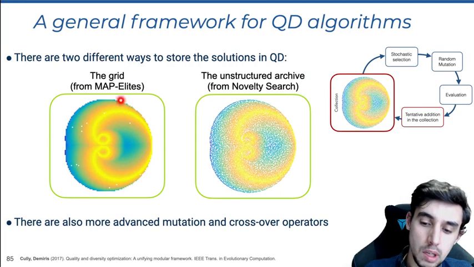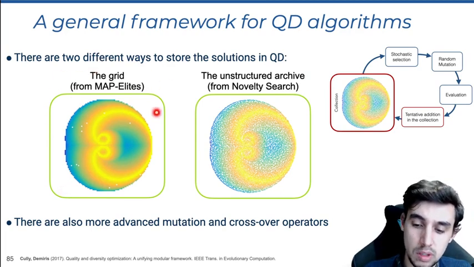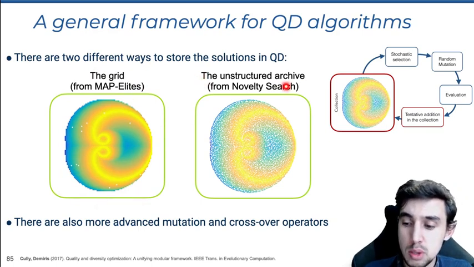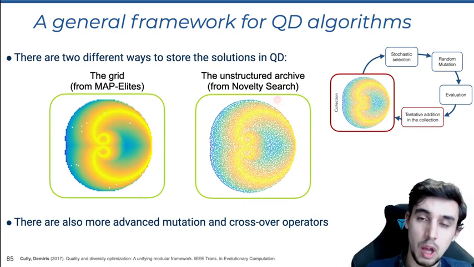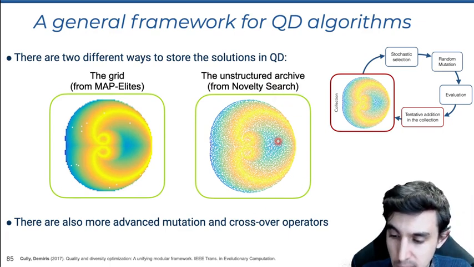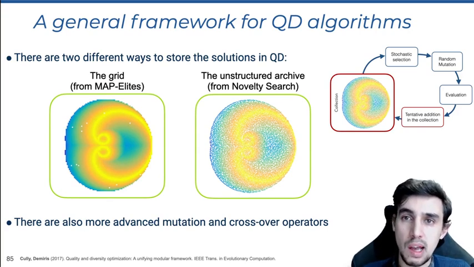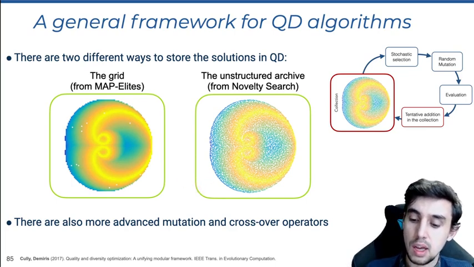Similarly, in MAP-Elites, we saw the grid archive in order to store the data, where we discretize the space, but we can also use the unstructured archive from Novelty Search in order to have an unstructured archive that will maintain the density instead of having a strict discretization. Again, you don't have to know the details, but it's important to know that both variants exist.